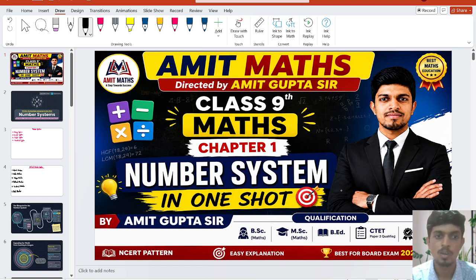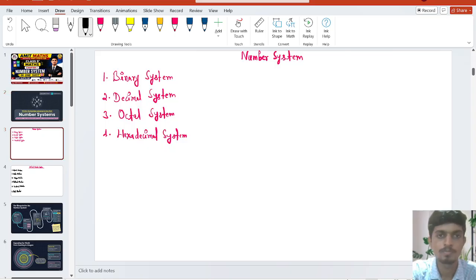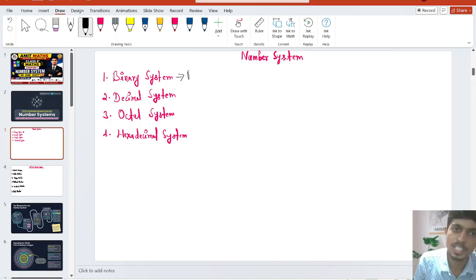So today we will discuss chapter 1, Number System, in one shot. So let us start now. As you see on your screen, today our topic is the number system, which is for class ninth. So we will proceed now. What is a number system? There are four number systems in use: binary, decimal, octal, and hexadecimal. The binary system is used in computer science; its base is equal to 2 and the numbers vary from 0 to 1. In the binary system only two numbers are used, 0 and 1.